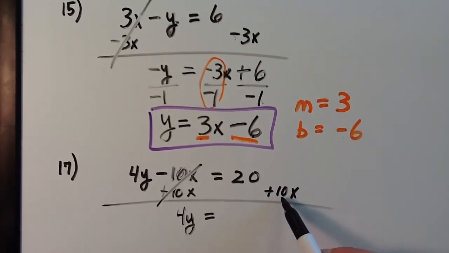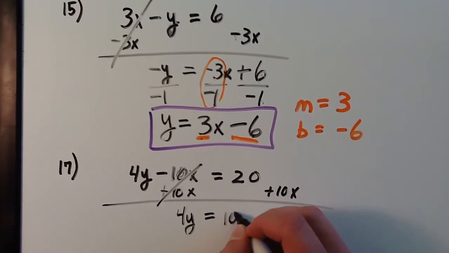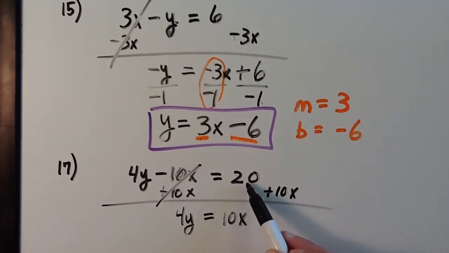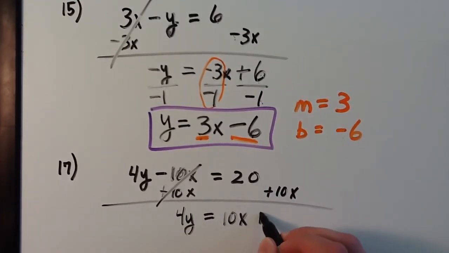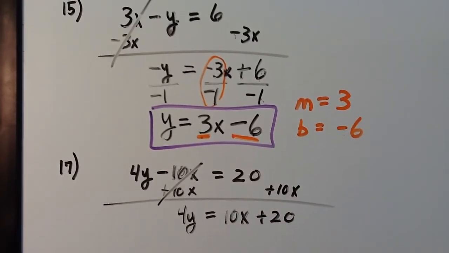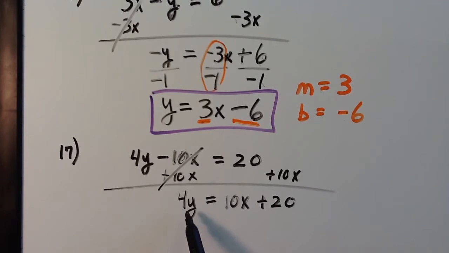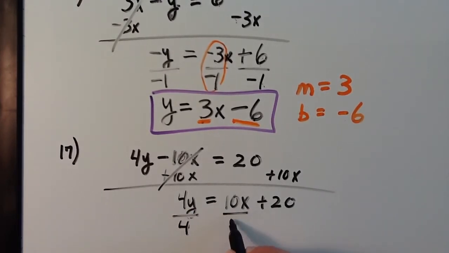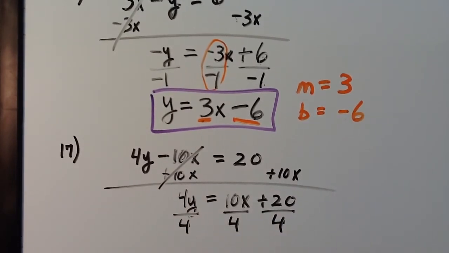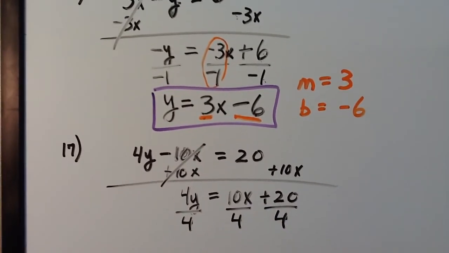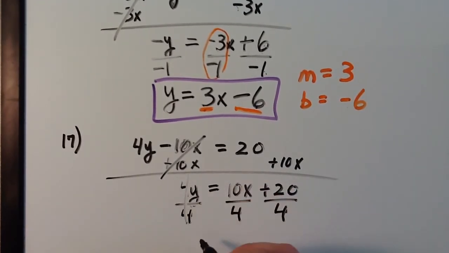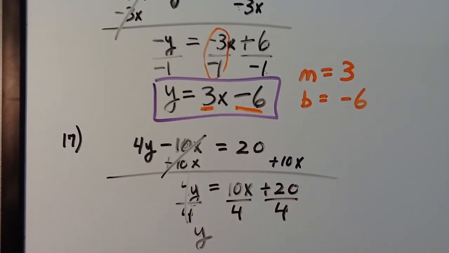Let's put the x term first. The x term is positive, so positive 10x. And this is positive 20, so I'm going to write plus 20. Okay? Now I need to solve for y. How do I solve for y? Well, I'll divide by that number in front of y, which is 4. Divide by 4, divide by 4, divide by 4. Every single term in the equation gets divided by the same number. And so here I have 4 over 4y. That is simply y, or 1y.